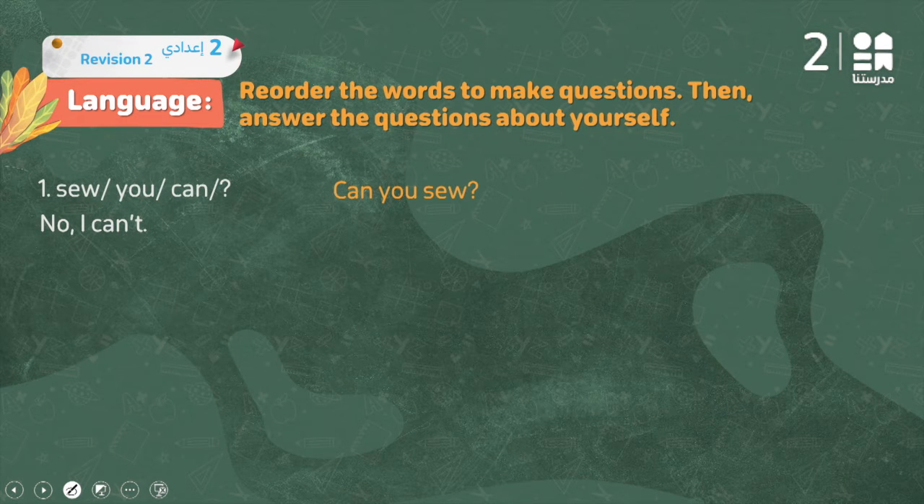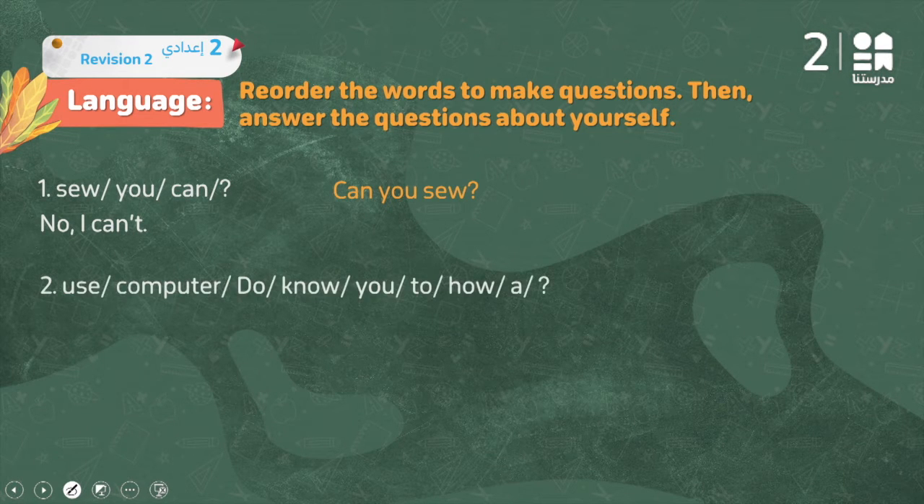Okay? Type number two. Use, computer, do, know, you, to, how. Here, I already have a capital letter for a word, do, which is here. This means I have to start my question with it. Okay, so can you guess, is do a helping verb or main verb? Of course, it should be a helping verb. لازم يبقى فعل مساعد, and it needs a subject after it, and then a main verb after it.